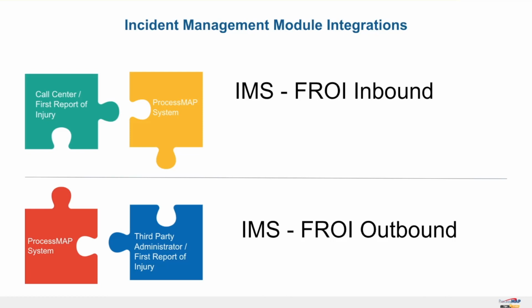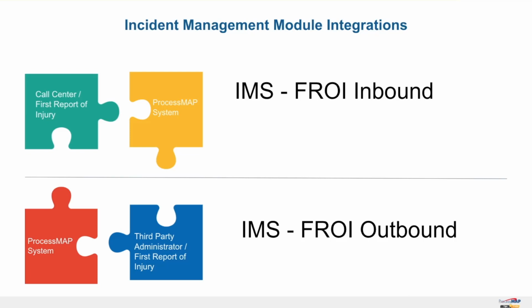With the record already in the system, now the EHS team can save time by jumping straight ahead to the investigation. Now, let's talk about the IMS FROID outbound. Due to different needs in the leadership team, your organization might require that the data collected in the first report of injury within the Process Map system is also shared with other systems or third-party administrators. We can also help with this.